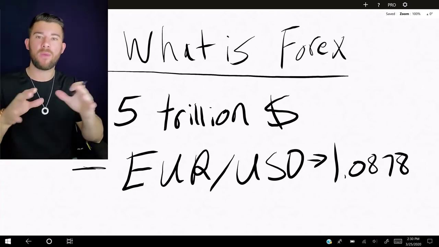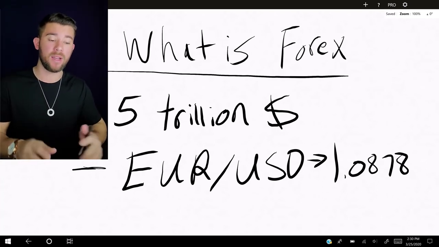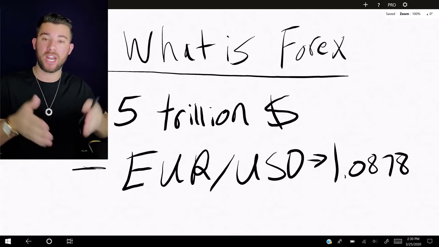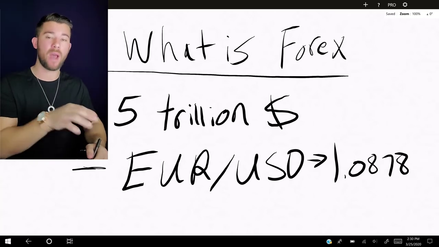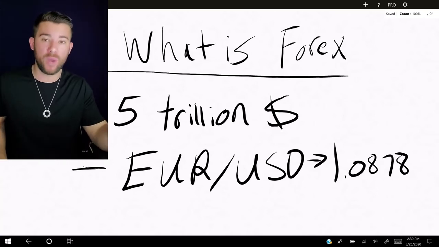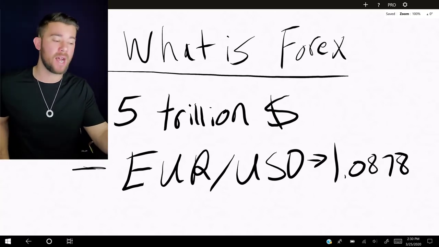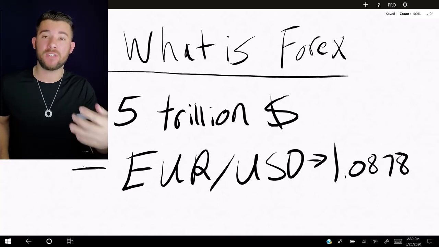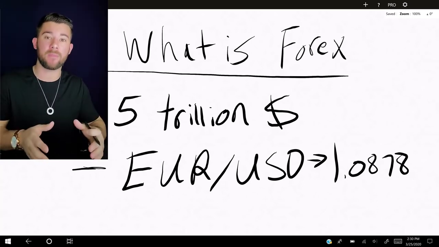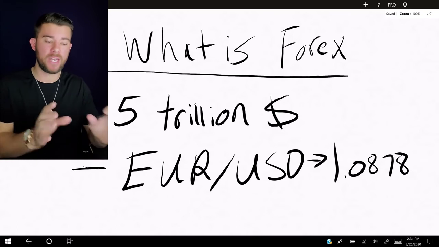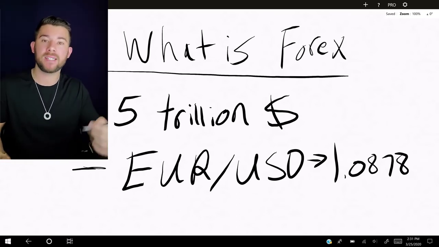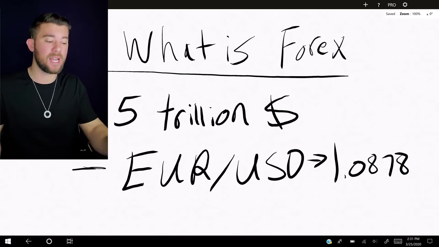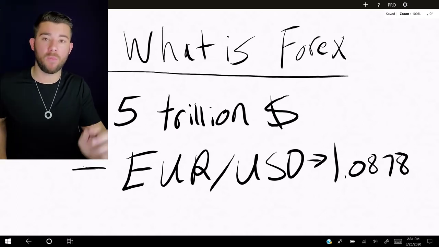$1.0878. Now, the way we make money in the Forex market, remember we're trading based on the exchange rate between two different currencies, and the way you actually make money is when this exchange rate rises and falls. So these exchange rates fluctuate depending on the strength and valuation of each of these currencies, the euro and the dollar. So if the euro rises in value, then it's going to take more dollars for you to get €1.